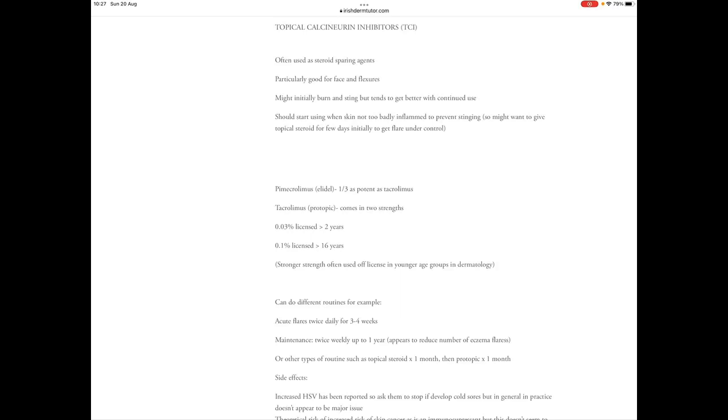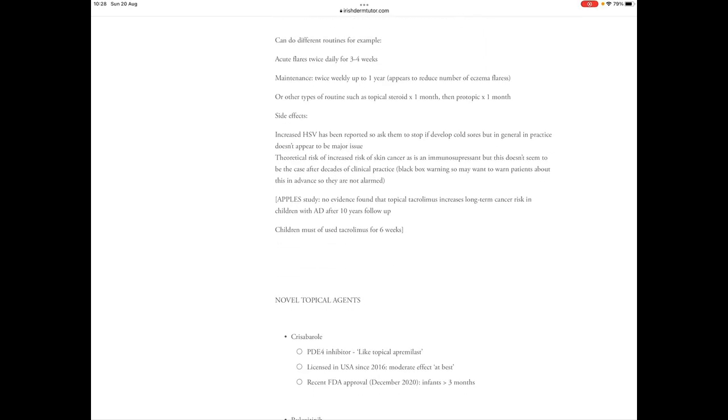So you should advise them to start using it when the skin is not too badly inflamed to prevent stinging. And sometimes you might even use a topical steroid for a few days concurrently to get the flare under control. And then they can stop the steroid and continue with the topical calcineurin inhibitor.